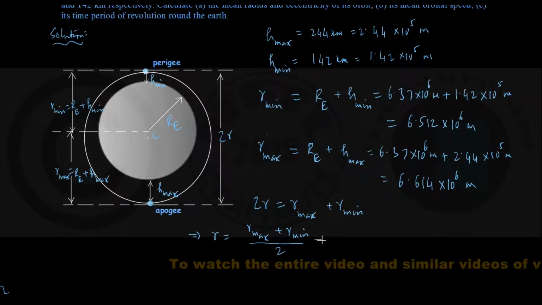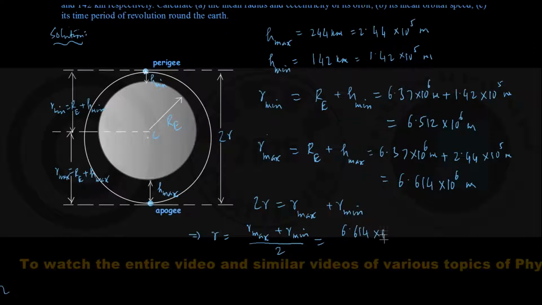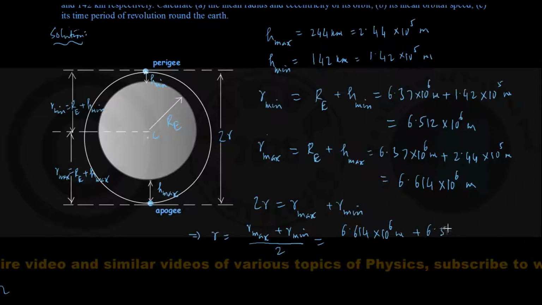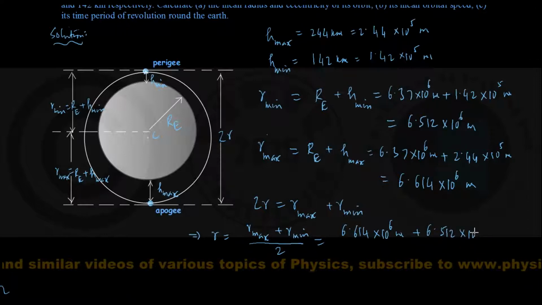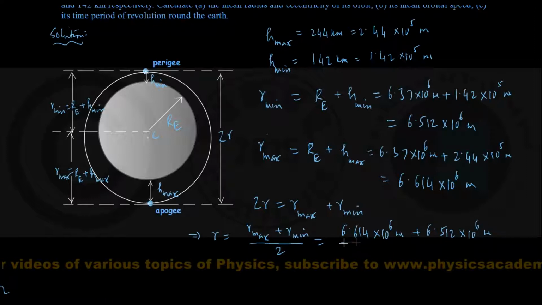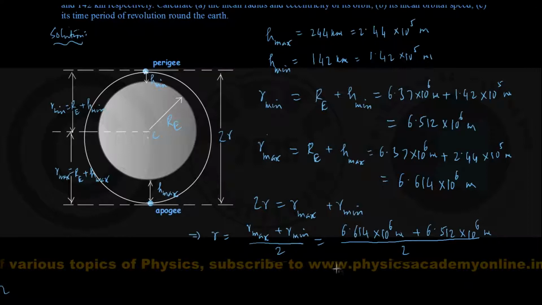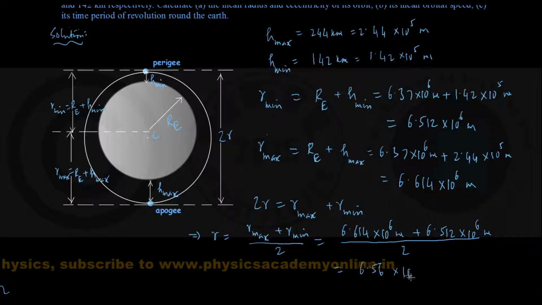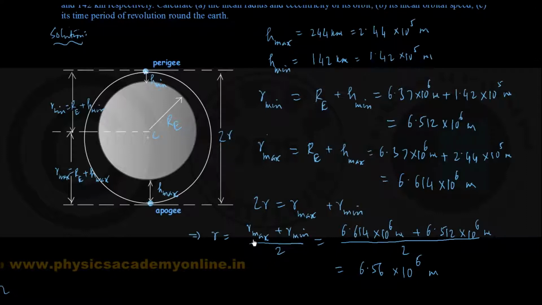Putting the value, R max is 6.614 times 10 to the power 6 meters, and R minimum is 6.512 times 10 to the power 6 meters. The average of that is coming out to be 6.56 times 10 to the power 6 meters in 3 significant figures. We have got the mean radius, that is the length of the semi-major axis of the elliptical orbit of Vostok 6. Now once we are here, this is the first part of the question, part A of the question.